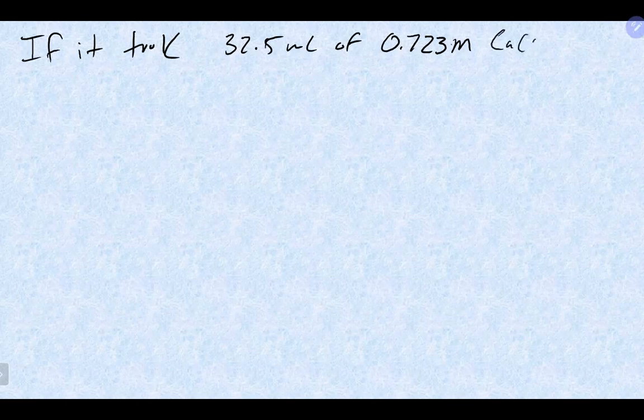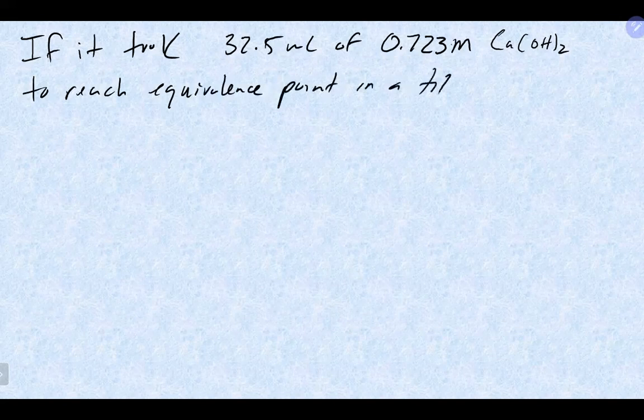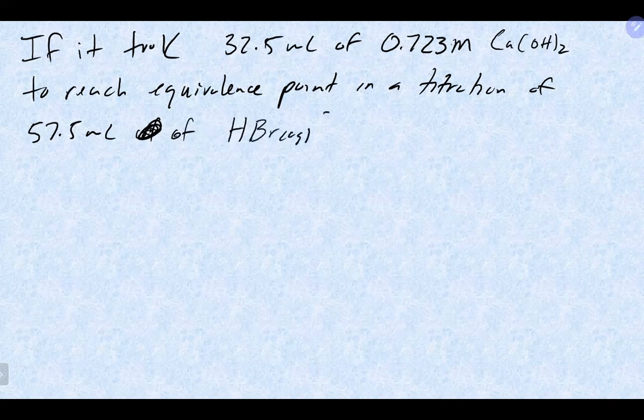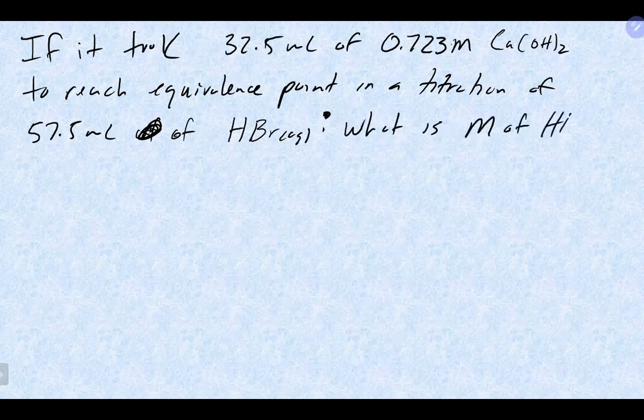We'll do calcium hydroxide to reach the equivalence point in a titration of, I don't know, we'll do about 57.5 milliliters of HBr, which is a strong acid. What is the molarity of the HBr?